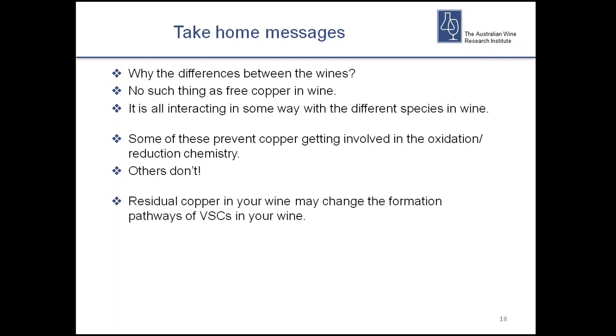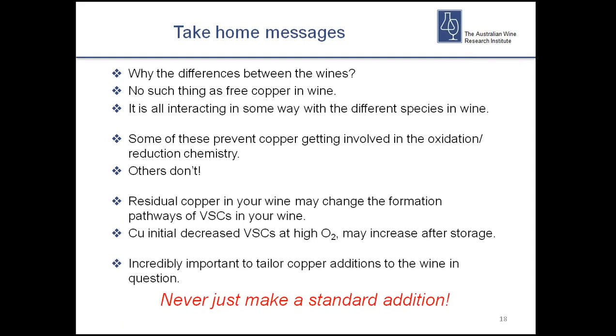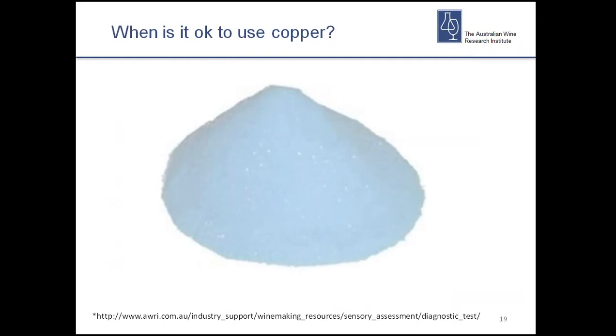And it's important to remember that residual copper in your wine might change the formation pathways of your volatile thiols, and that oxygen can also have a great impact on the amount of volatile thiols formed. So initially, when you have high oxygen present in your wine and you treat your wines with copper, the way that it interacts and reduces your volatile thiol concentration might completely change after a period of storage when that oxygen has been consumed in your wine. So it's incredibly important to tailor your copper additions to the wine in question and never to just make a standard addition.